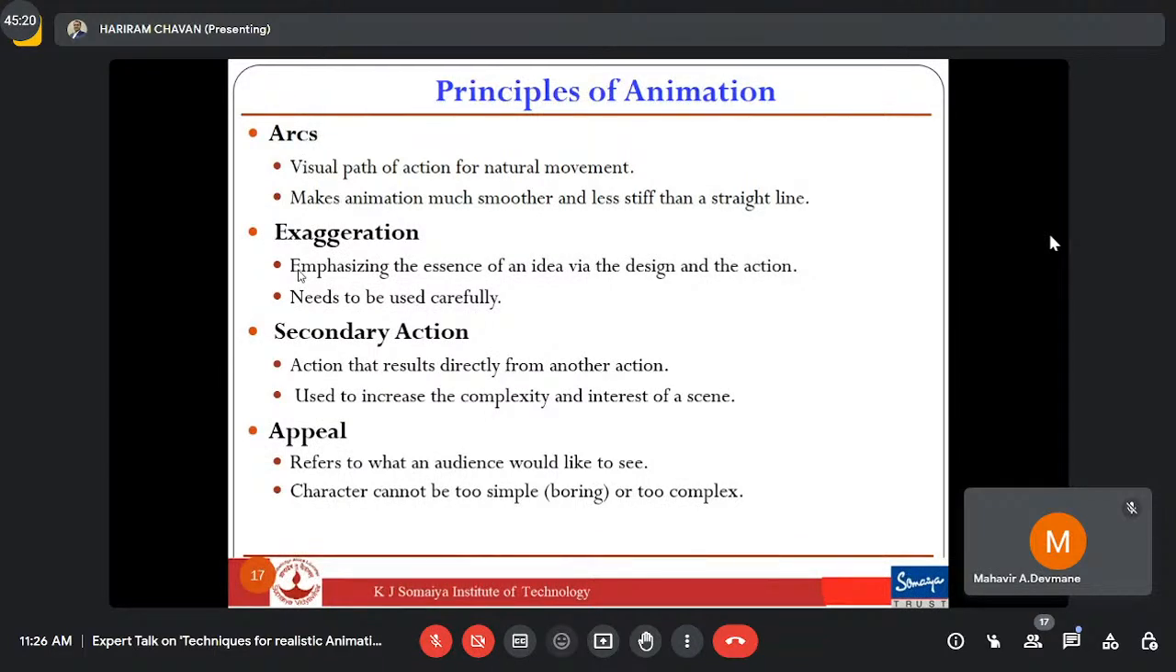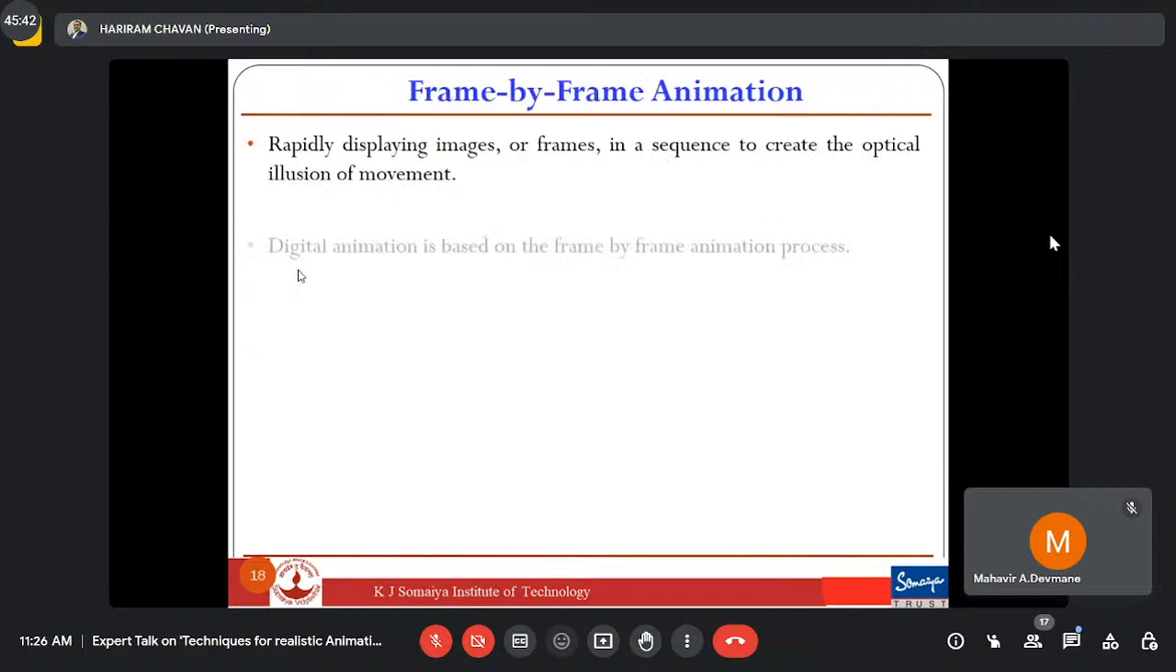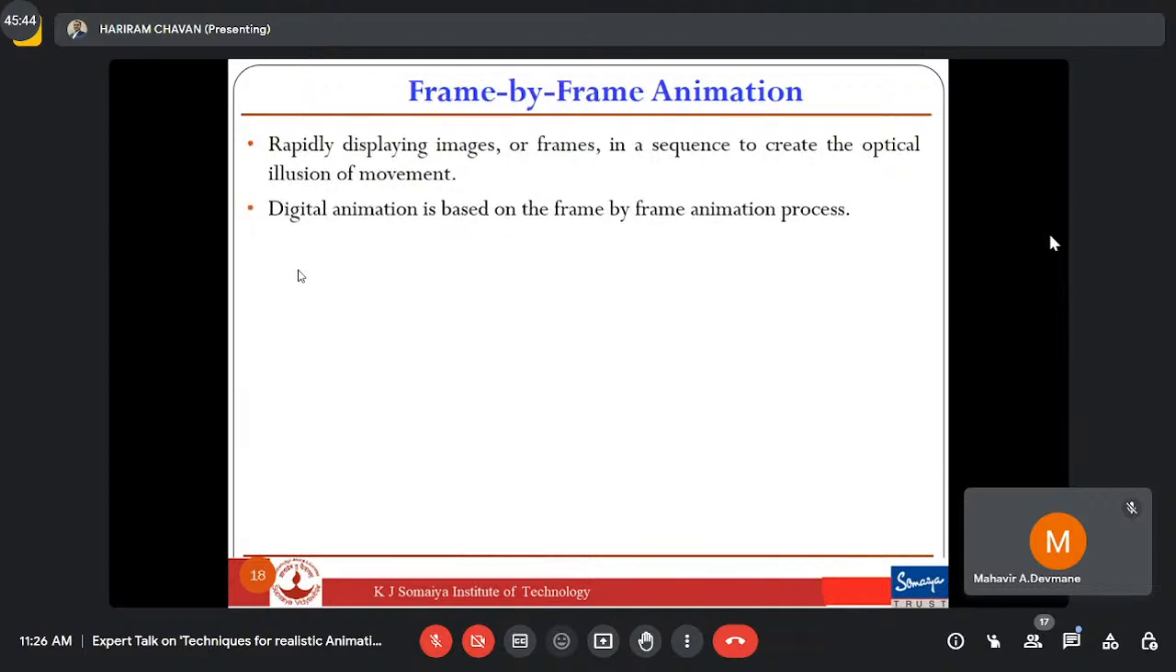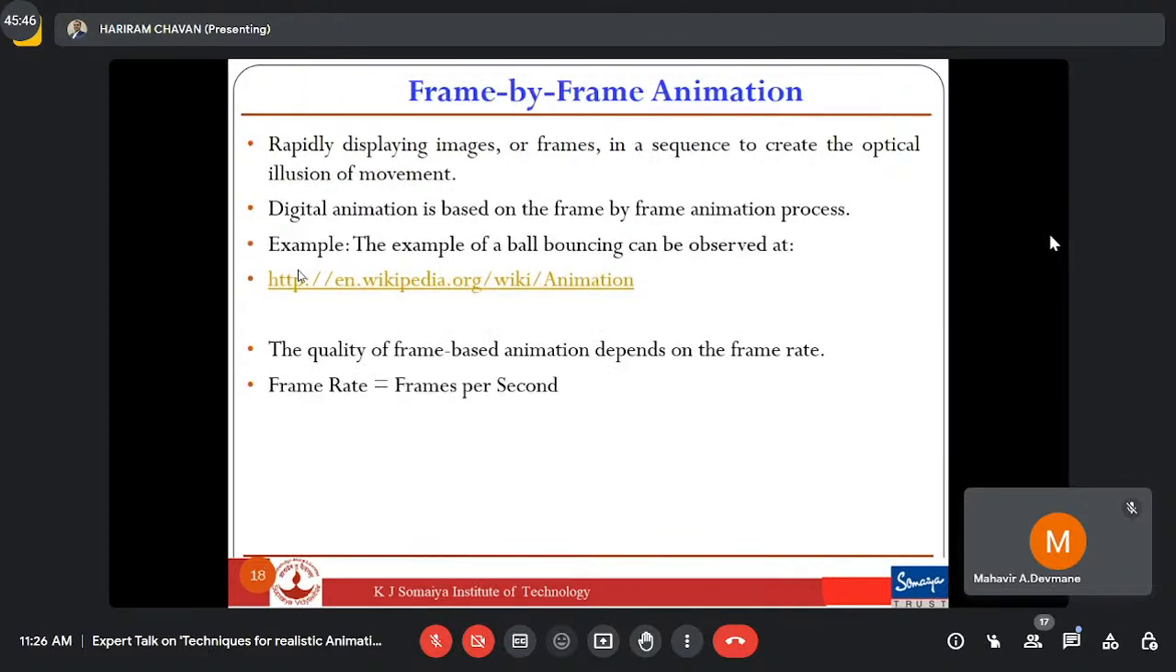which refers to the audience, or obviously end users, whether they like it or not. Because a particular character or a sequence which you would like to represent, if it's too simple, it should not be boring, or if it is too complex, then it might be very difficult to understand what exactly is happening in the animation. So keep it simple, easy to understand, by doing frame by frame action. And I think all these steps, especially the bouncing ball, I have taken from Wikipedia.